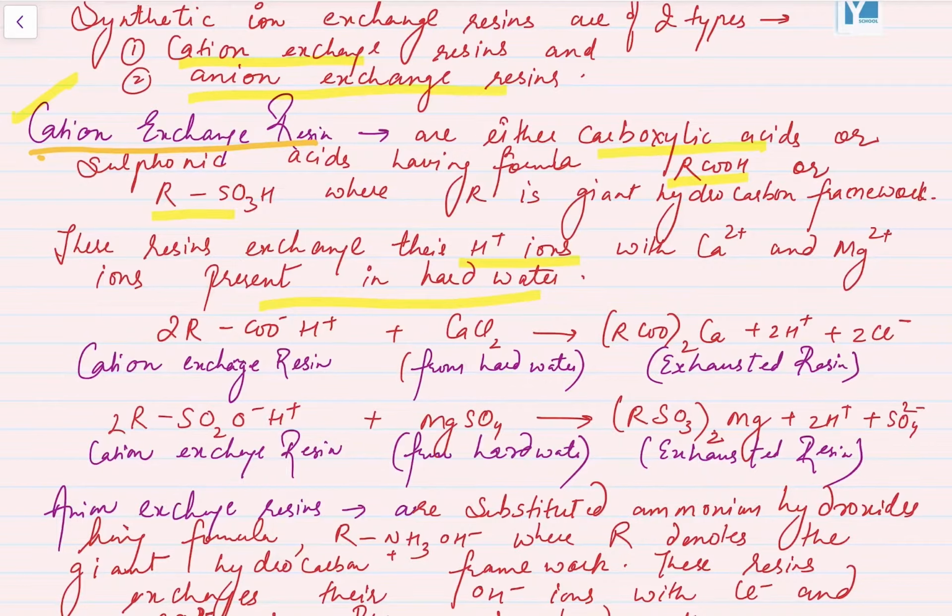So how does it work? Students, when we pass the hard water, the calcium and magnesium ions present in the hard water will be exchanged with the H plus ions of the carboxylic acid and sulfonic acid of the cation exchange reagent, right? So you can see the exhausted reagent is formed. Now the hard water is free from ions like calcium 2 positive and magnesium 2 positive, as they are exchanged with the H plus ions.